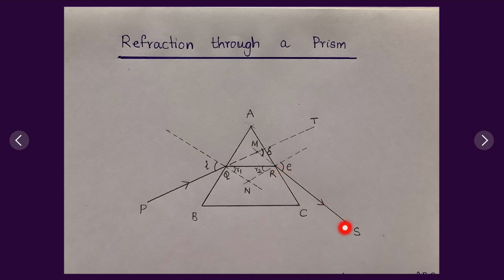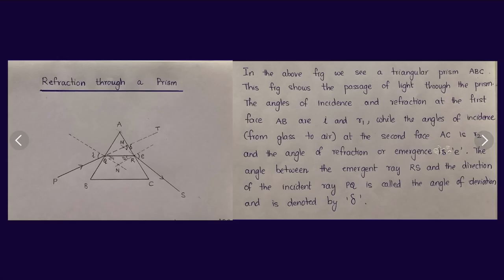Now, if you extend this emergent ray RS backwards, it touches the original path PQT at M. So M is the point of intersection where these two lines meet. Therefore, the angle between the original path and the refracted path is called the angle of deviation. Here delta is the angle of deviation. That is what I have shown here: the angle between the emergent ray RS and the direction of the incident ray PQ is called the angle of deviation and is denoted by delta.